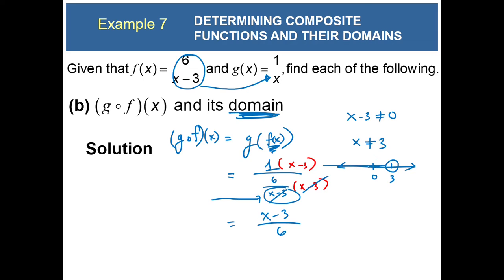So I'll just draw a little graph to show us our domain, and here is our domain. It's going to be from -infinity to 3 and union 3 to infinity.